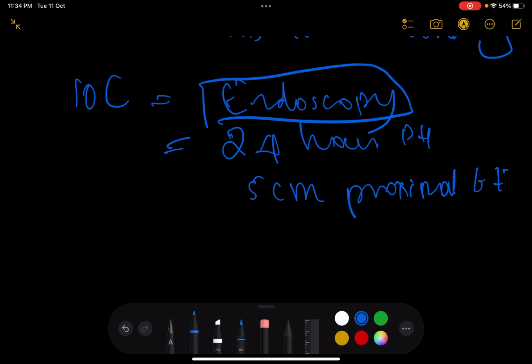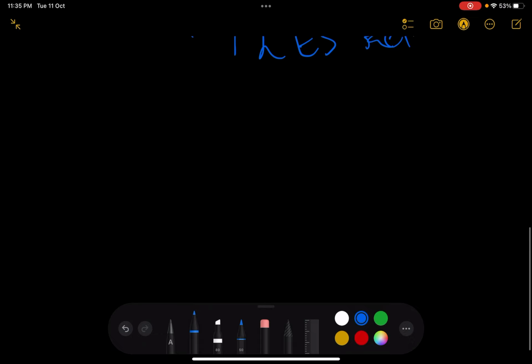You can also check the LES relaxation by doing a manometry, but that's a very difficult procedure to do. So I'll just write the transient LES pressure or relaxation. Check for that. If there is relaxation, obviously that shows that there could be GERD.